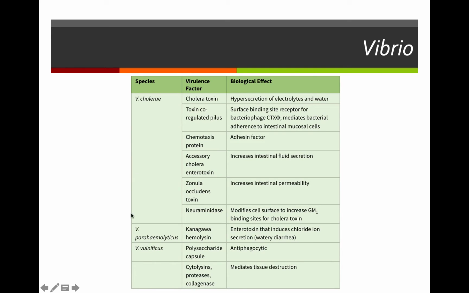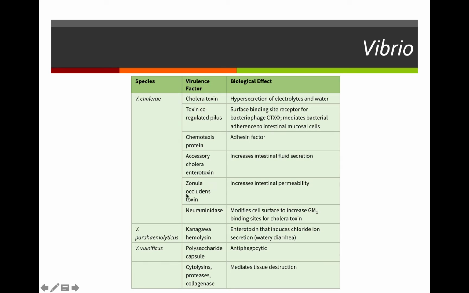Here they give you the different species and some of the various virulence factors that the organisms have. We're going to talk about cholera first, so we'll look at those virulence factors. Cholera toxin, which leads to hypersecretion of electrolytes in water. The toxin co-regulated pilus, which serves as a binding receptor for a bacteriophage that carries the toxin, and also helps to mediate bacterial adherence to intestinal mucosal cells. And other adhesion factors, other toxins, here you see accessory toxin, increases fluid secretion.